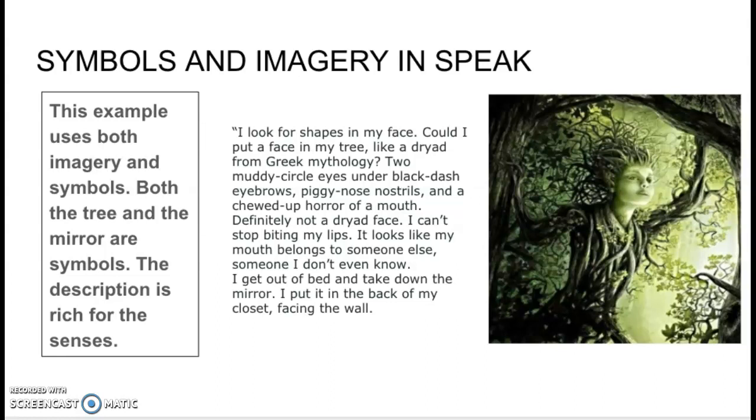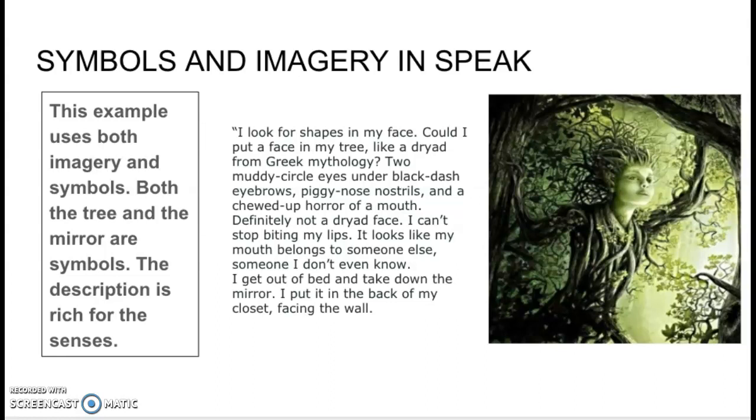Melinda says, I look for shapes in my face. Could I put a face in my tree, like a dryad from Greek mythology? Two muddy circle eyes under black dash eyebrows, piggy-nosed nostrils, and a chewed-up horror of a mouth. Definitely not a dryad face. I can't stop biting my lips. It looks like my mouth belongs to someone else, someone I don't even know. I get out of bed and take down the mirror. I put it in the back of my closet, facing the wall.